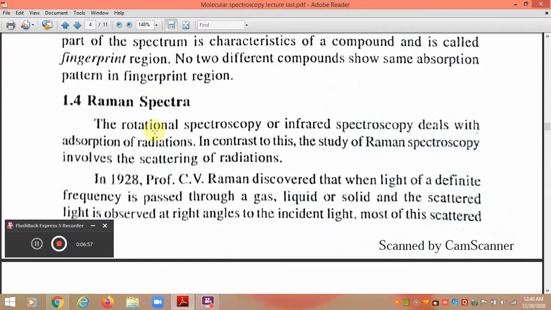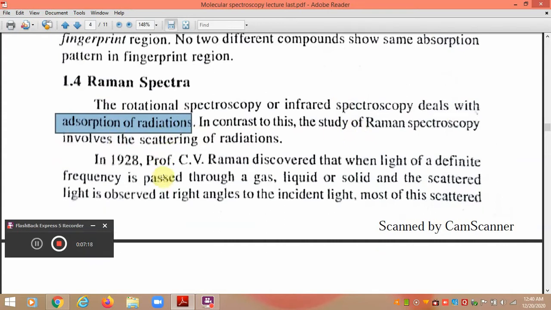So next is the Raman spectrometer. This is also one of the important topics. Rotational spectroscopy or IR spectroscopy deals with the absorption of radiation, but Raman spectroscopy involves the scattering of radiation. This is the main difference. Other spectroscopies involve the absorption of radiation, but Raman spectroscopy involves the scattering of radiation.